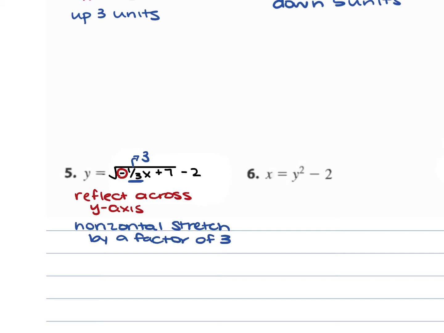Next, we have that plus 7, so we're going to the left 7 units. Then lastly, we have that minus 2, so we're also going down 2 units.